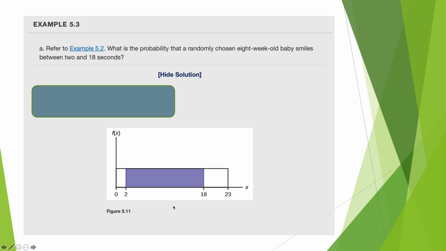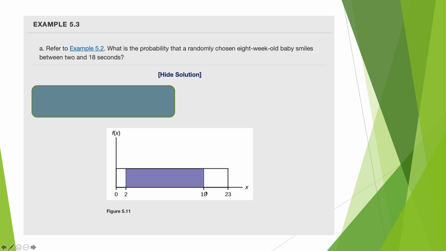Okay, so here's my rectangle, and we know it's from 0 to 23. And this is a uniform distribution, and it's discrete, so the area under that rectangle has to be 1. Okay, so that means that the height of this rectangle has to be what? I should say the width of the rectangle, the height on the graph. It needs to be 1 over 23, okay? Because all events are equally likely, and there's 23 different events.